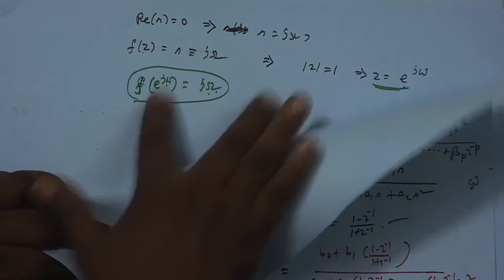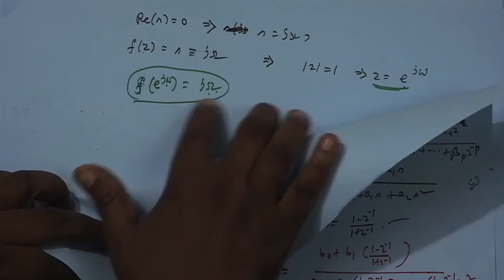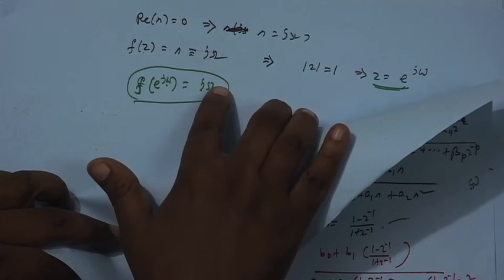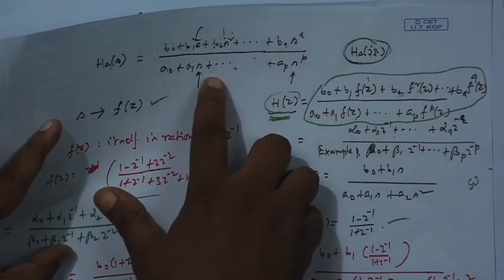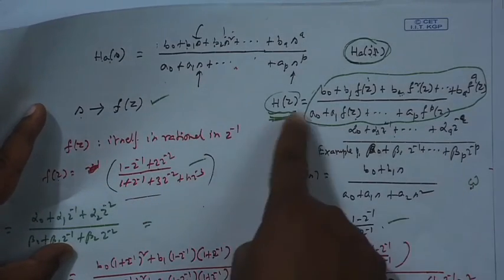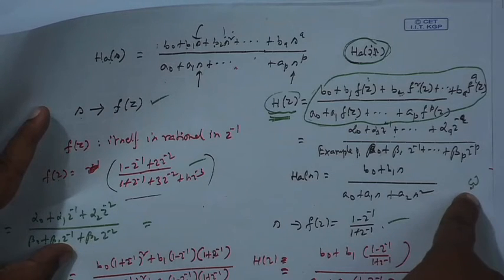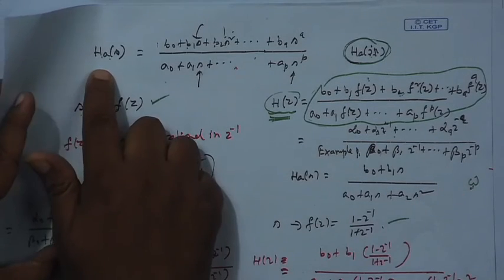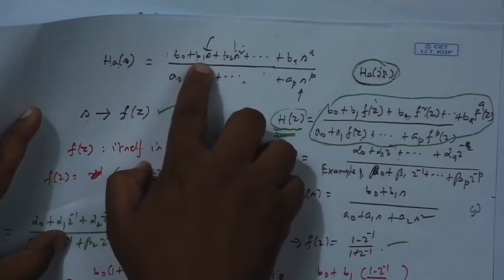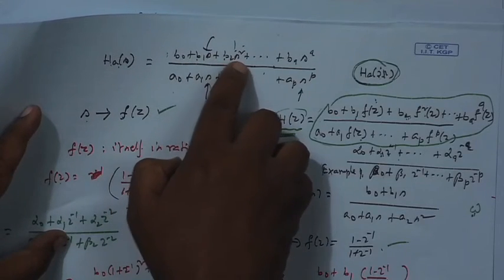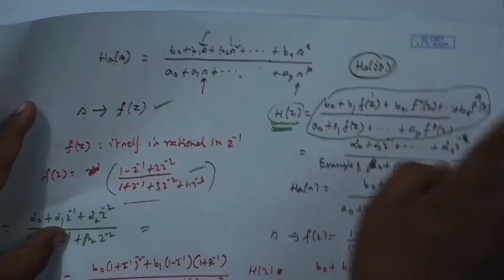By this assumption, it will be equal to just a pure imaginary number j into some angle capital omega, j into some frequency. And by this theory, the digital filter frequency response at small omega will be the same as the analog filter frequency response at that capital omega. There is b0 plus b1 jΩ plus b2 (jΩ) whole square and so on.